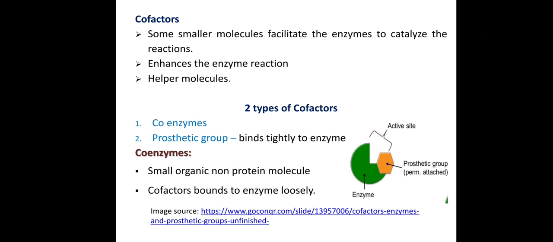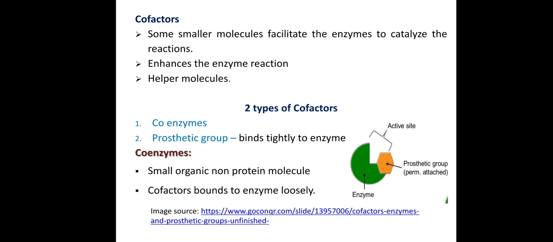So, these cofactors are smaller molecules. They help in improving the catalytic property of the enzymes. Now, there are two types of cofactors: coenzymes and prosthetic groups. Again, there are different explanations for these cofactors. A cofactor can be an organic one as well as an inorganic one. In organic cofactors, there are again two types: coenzymes and the prosthetic group.